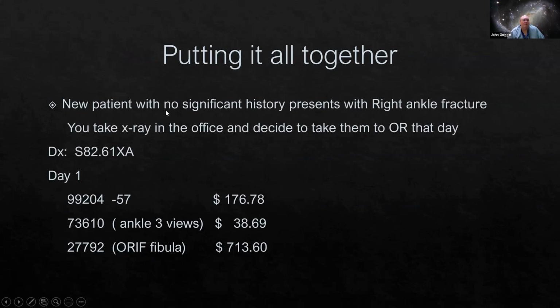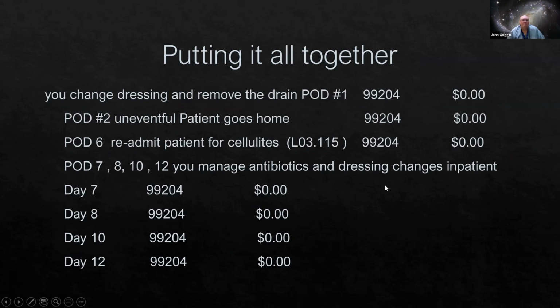So your first day of service, you would bill a level 4 new patient visit, pretty complicated problem. 57 modifier saying the decision for surgery was made, because the day of surgery and the day before surgery are included in your 90-day global. You take your x-rays, you get paid for your x-rays, take them to the operating room, you get paid to ORIF their fibula. And then you see them for those first 3 days in the hospital. It's included in the 90-day global, no payment for that. You admit them for the cellulitis, that's included in your procedure, no payment for that.